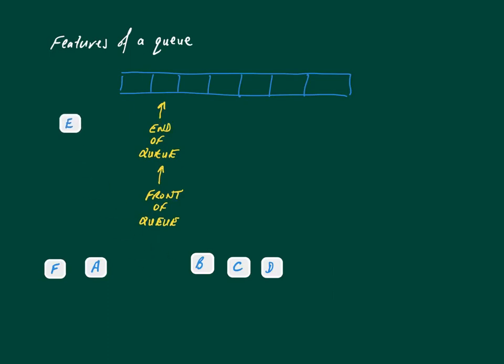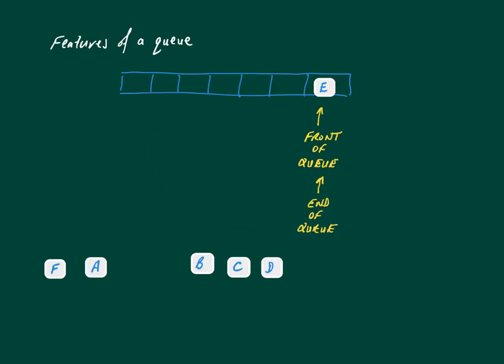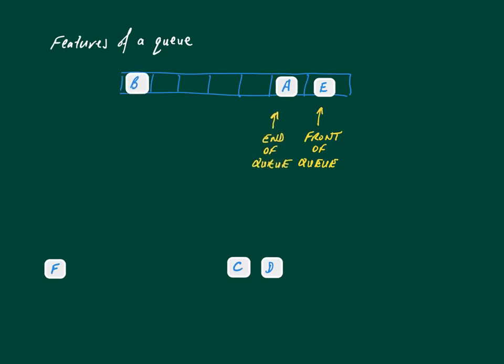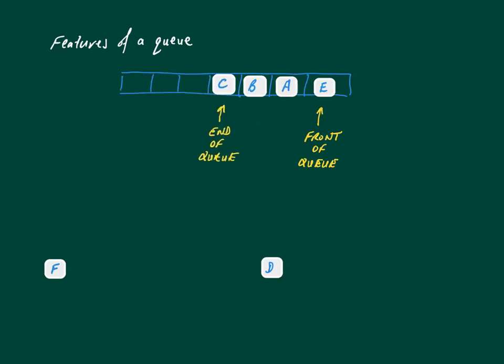Hopefully that makes sense. So an item joins the queue, the front of the queue pointer is initialized, and at the beginning there's only one item, so it's also the end of the queue. And then when new items are added, the end of the queue pointer moves backwards. And when items in the queue are processed, the front of the queue pointer moves backwards.